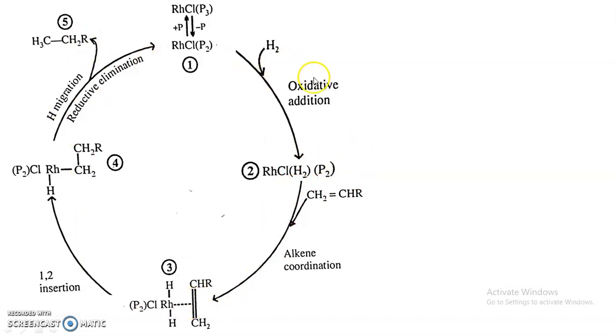So continuously the alkene is converted into alkane. Okay, so this is the 5-step hydrogenation process using Wilkinson catalyst. Here Wilkinson catalyst acts as a homogeneous catalyst.